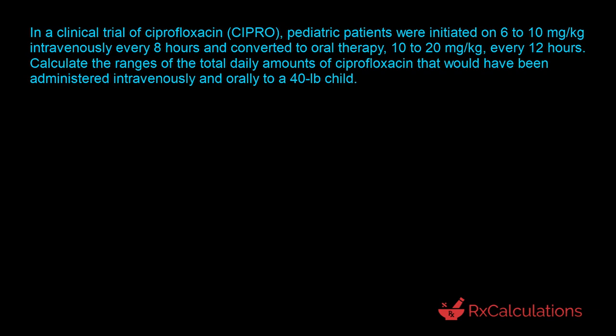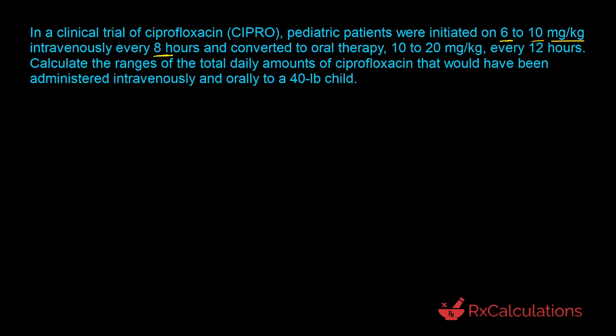And so we want to juxtapose the range of those doses depending on the frequency in which you're also taking the drug. So we'll start off by taking a look at the intravenous route. For the intravenous route, the range is 6 to 10 milligrams per kilogram. The milligrams per kilogram is the dose normalized to body weight. And we are also given that IV, or intravenous, is given every 8 hours.